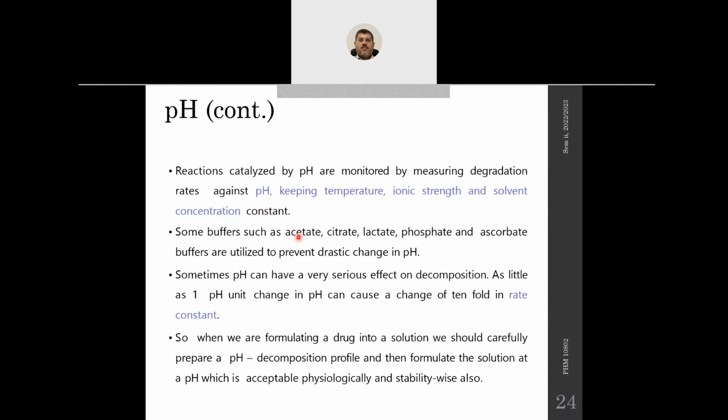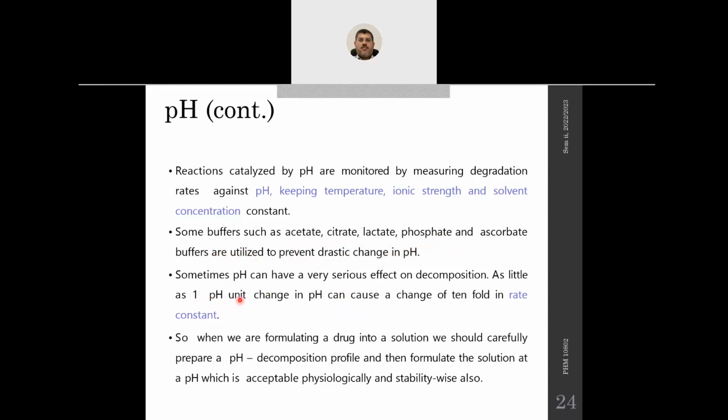Okay. Then how to maintain this pH? By the use of buffers, as we mentioned. There are different types of buffers. Each one is suitable for a different pH range. So it depends on the pH that we need to achieve, then what is the buffer that has better efficiency at this pH, and then we use it. You can use acetate buffer, citrate buffer, lactate, phosphate, and ascorbates as examples. They are utilized to maintain the pH of the formulation.